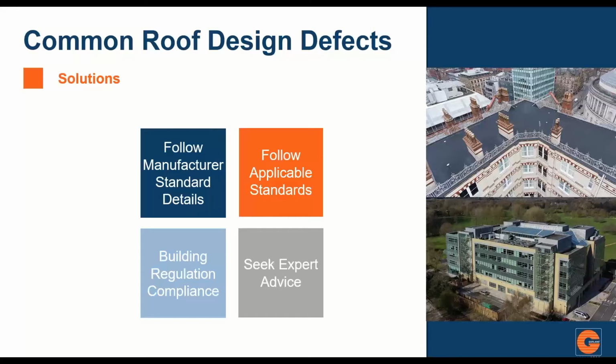Follow applicable standards. We talked about drainage standards in terms of 6229, but any sort of British standard out there relating to your roof design, follow them. They're tried, tested methods, and they're there for a reason. Building regulation compliance. We've talked about fire earlier on in the presentation, and there's also a whole load of other approved documents you need to follow. So do follow these; they're in place for a reason.